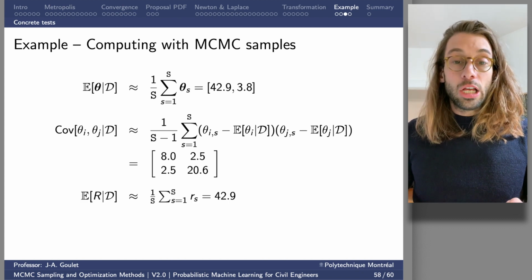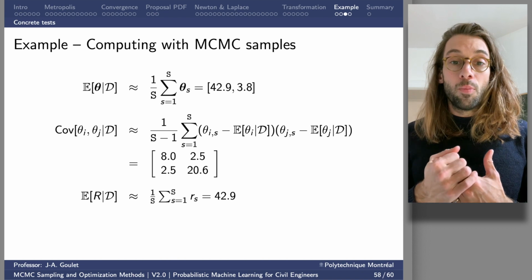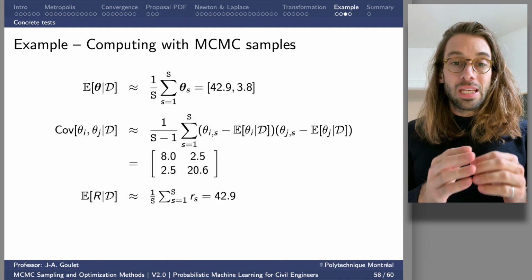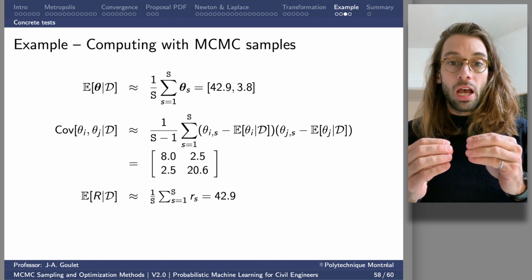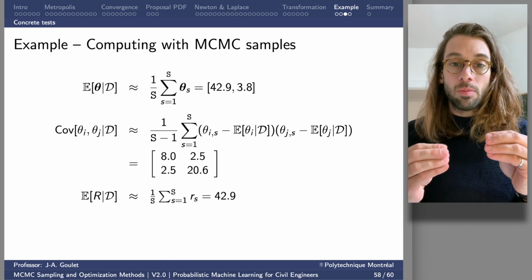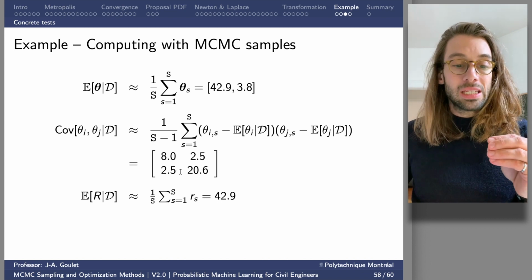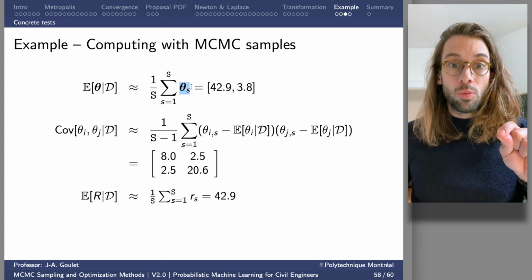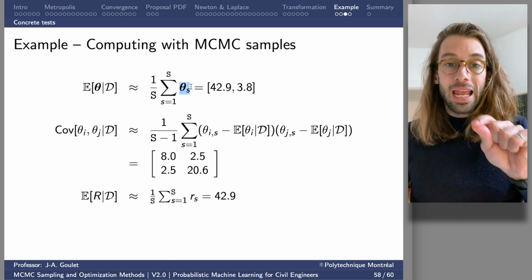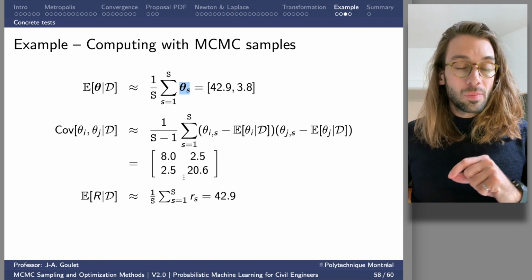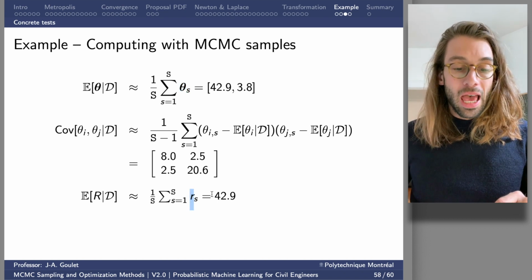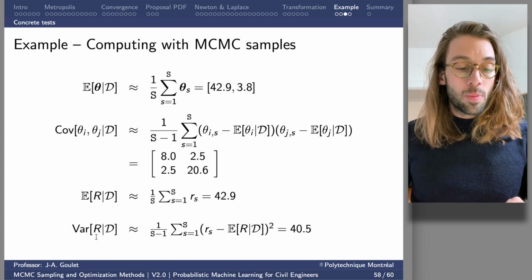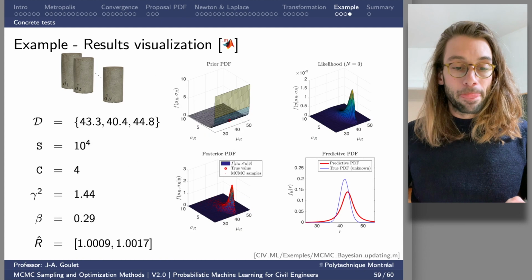Then I could calculate what is going to be my posterior predictive expected value for the resistance. We've defined that the resistance is a normal distribution defined by mu r and sigma r. So for each instance of sample theta s, I'm going to draw a sample from that normal distribution with mean mu s and sigma s, okay? And for each of those samples rs, I calculate the empirical average. In this case, 42.9, the empirical variance, 40.5, okay?